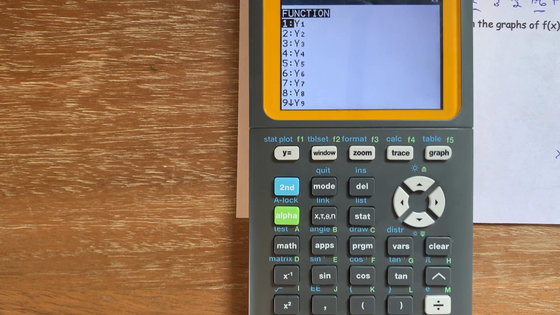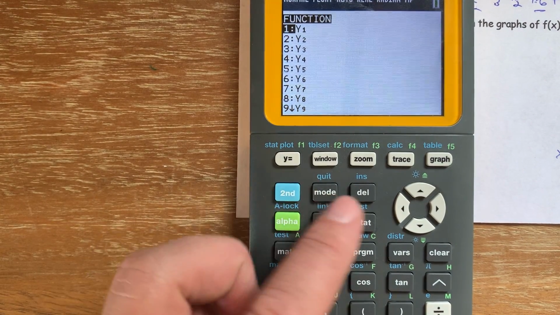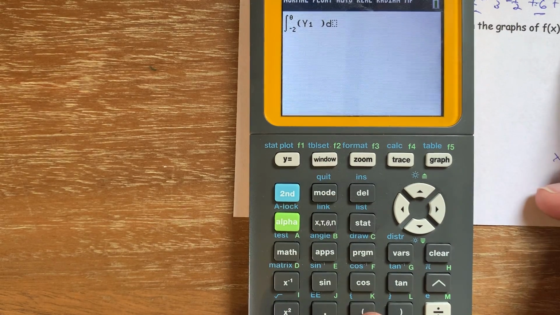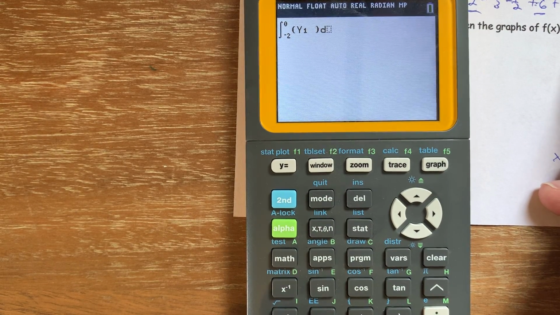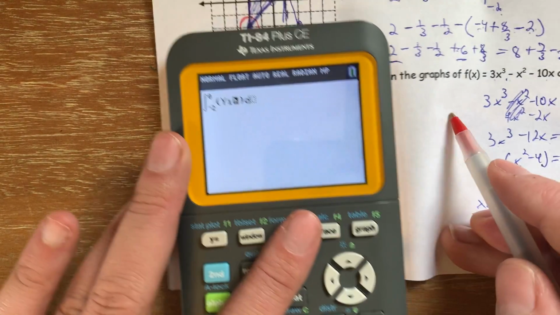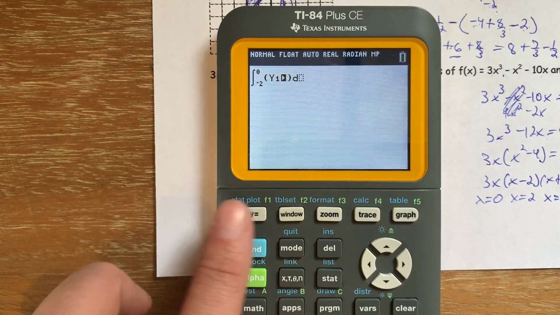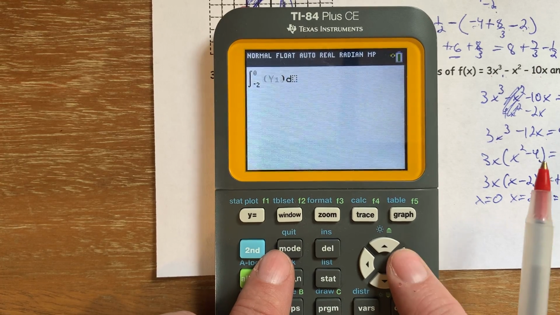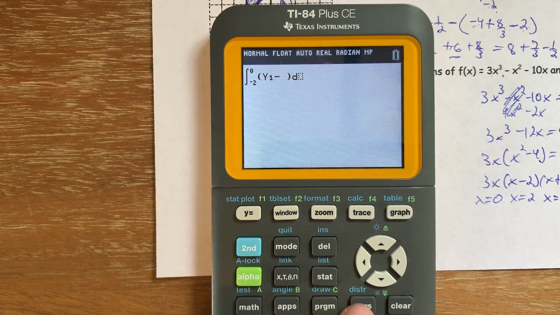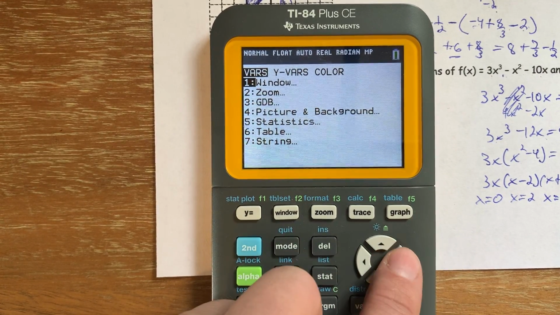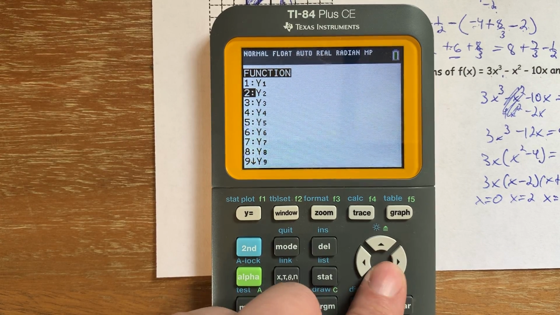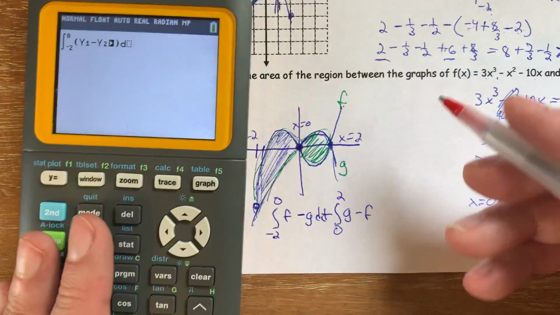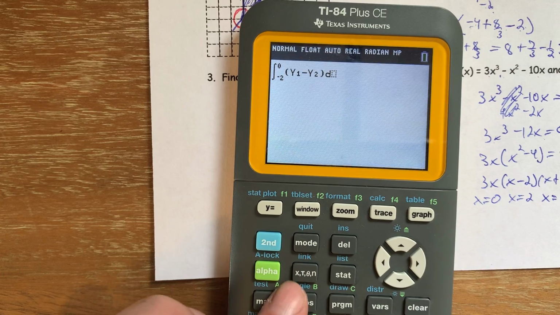It'll be on function. And now you can do y1. This is the same as typing 3x cubed minus x squared minus 10x, because that's what y1 is. So we type y1, then we put minus variables. We go to y variables, enter, and we choose y2 now, y1 minus y2, dx.